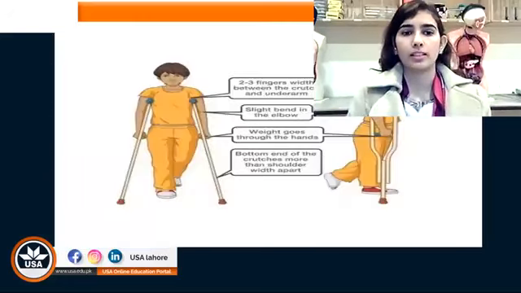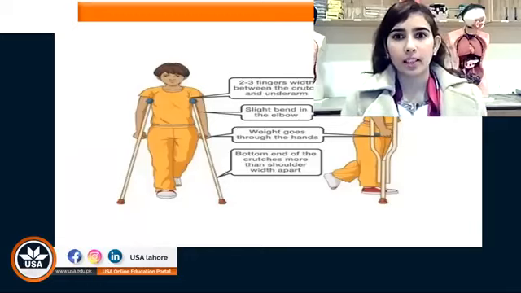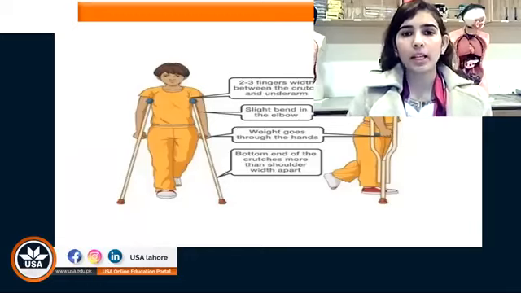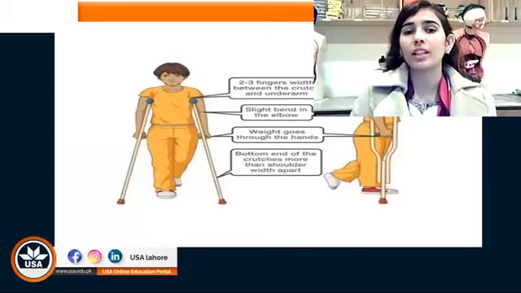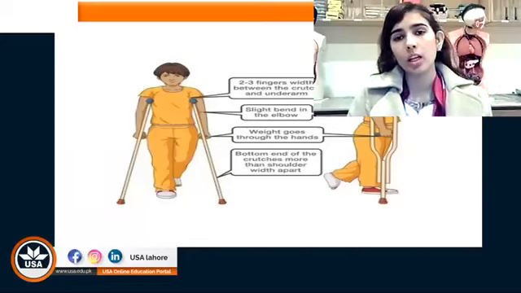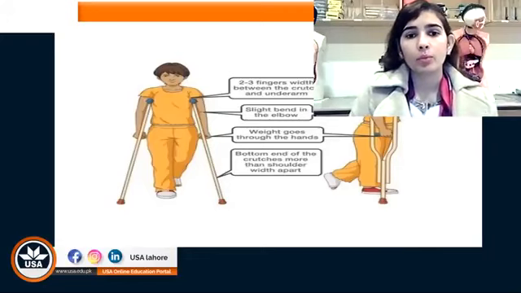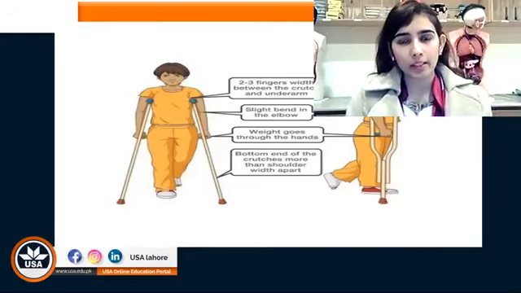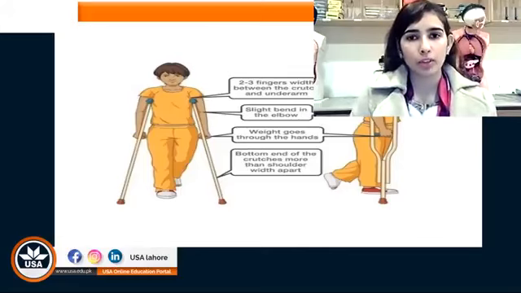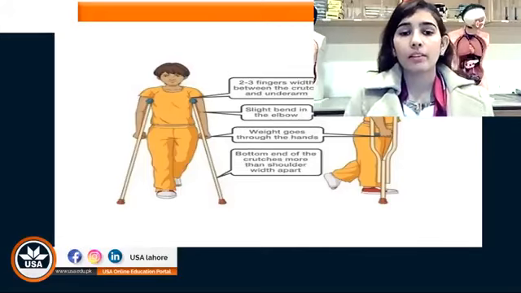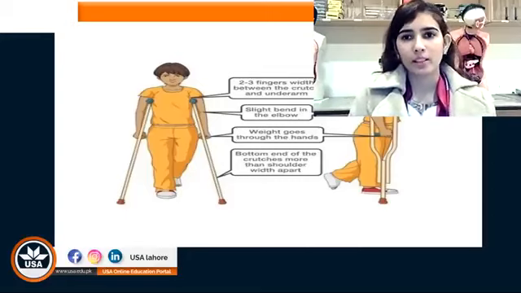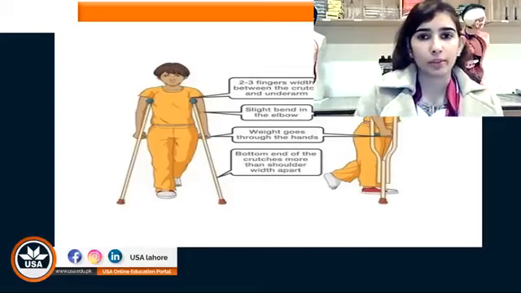Like in this picture, we can see the axillary pad is kept 2 to 3 centimeters below the axilla, and a slight bend in the elbow can be seen when there is no weight put on the crutch. And then once the weight goes through the hand to the crutch, the elbow has to extend. Then comes the bottom end, which is 20 centimeters away from the lateral side of the foot.